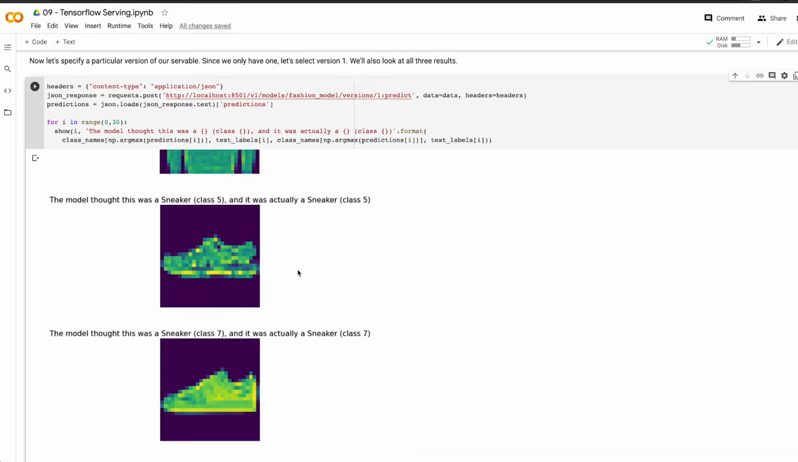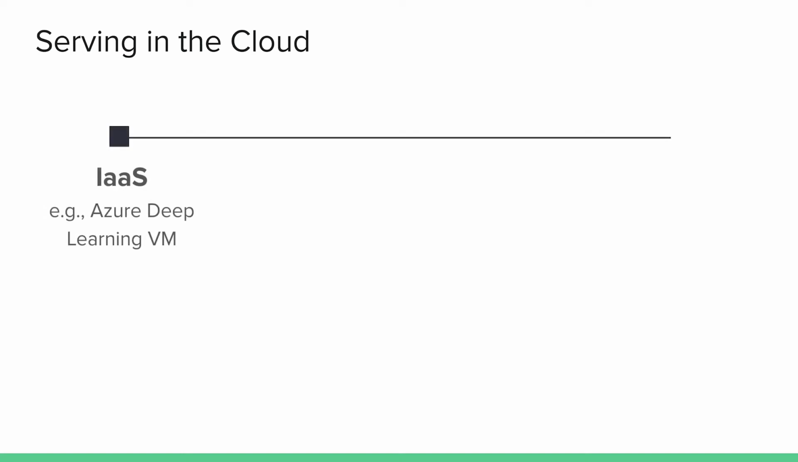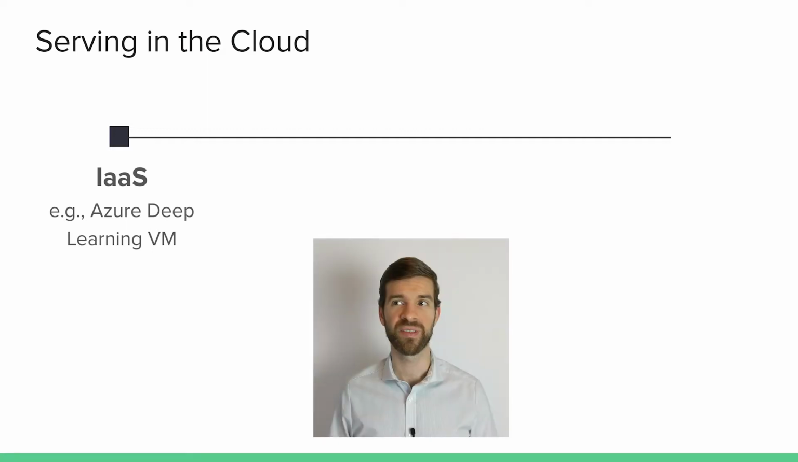Okay, let's head back to our lecture. We can also serve our models in the cloud, and we have kind of a spectrum of how we want to serve our models. One way would be so-called infrastructure as a service, IaaS. For example, just a virtual machine that you can rent. Basically, someone giving you the keys to their computer, and you can do whatever you want on that machine. You have root access.